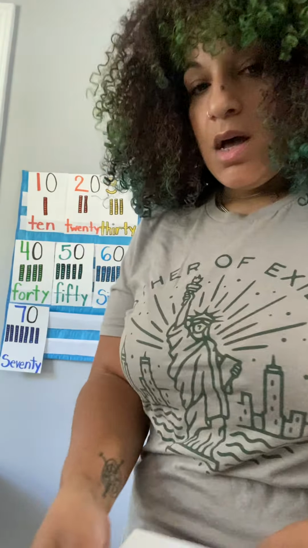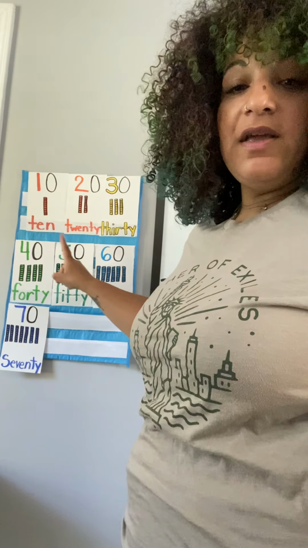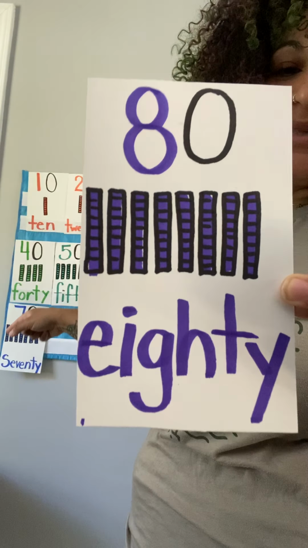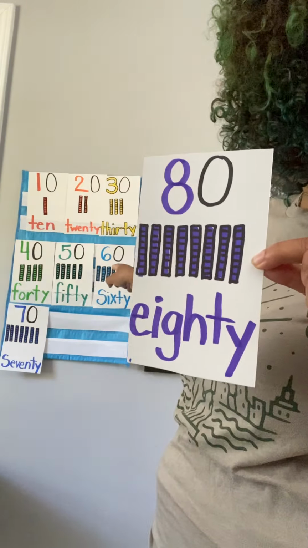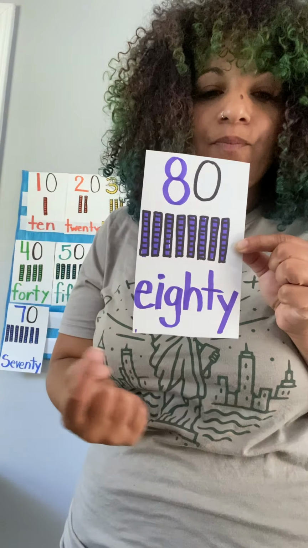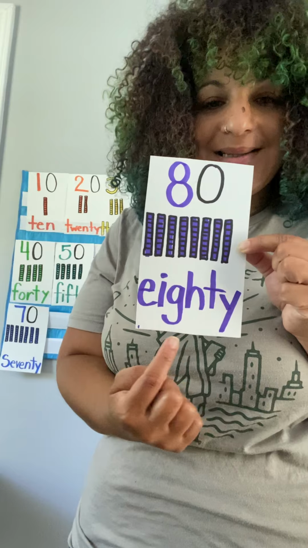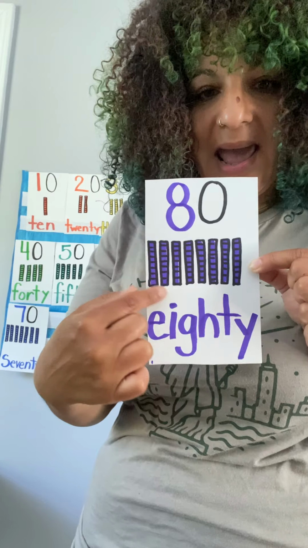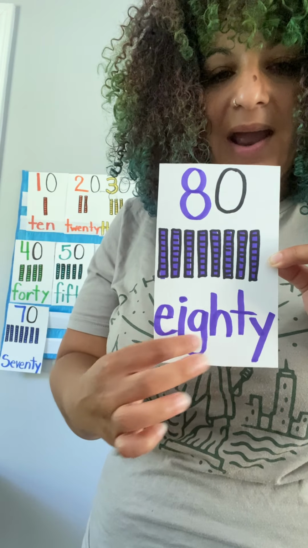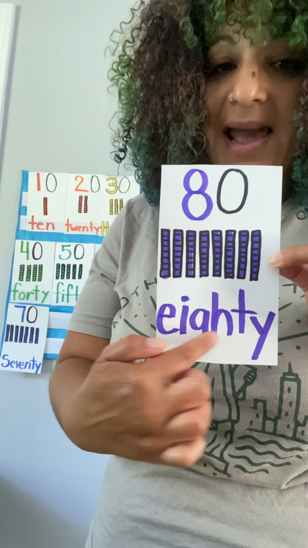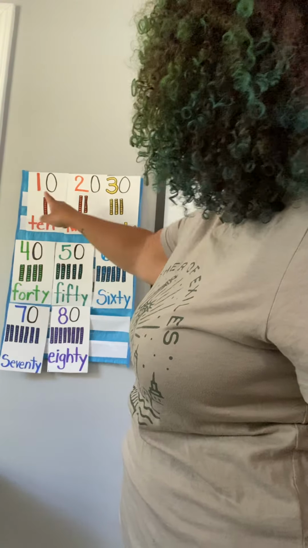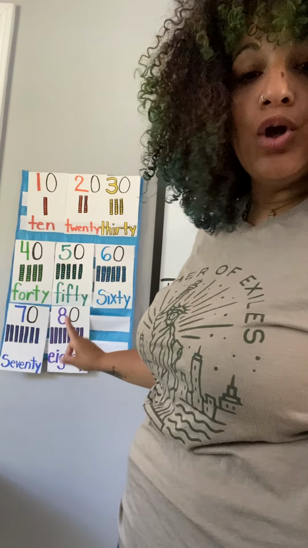Now, we have 10, 20, 30, 40, 50, 60, 70. The next one is going to be, boom, 80. Exactly. And once again, like I said, after the number 60, you're going to see that the number is inside of it. So I see that 80 is 8 tens, and I see the number 8 inside of the number 80.